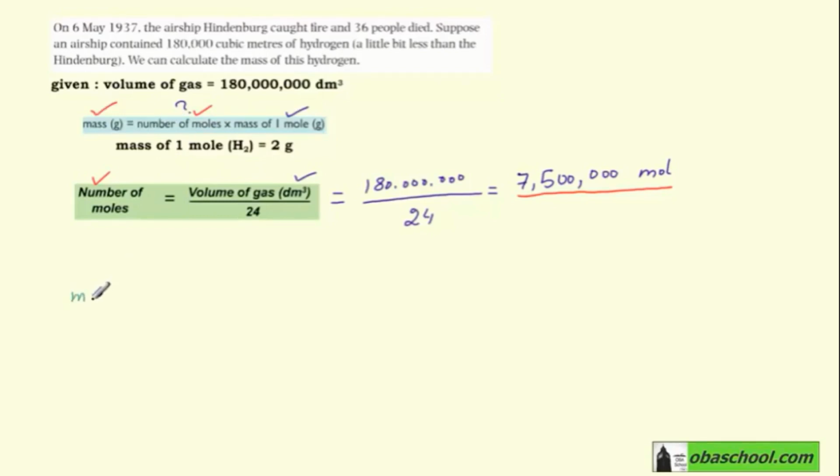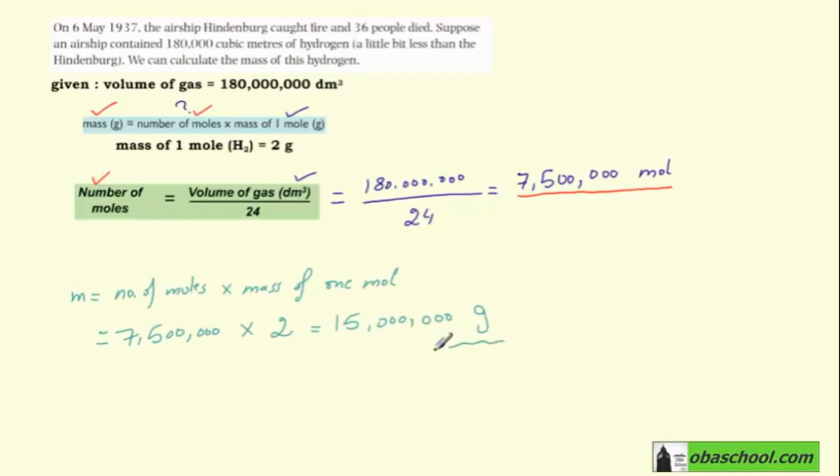So as written above, we want to determine the mass. We have the number of moles multiplied by the mass of 1 mole, which we also have. So the number of moles is 7,500,000 multiplied by the mass of 1 mole, which is 2, equals 15 millions in grams, since mass is measured in grams.